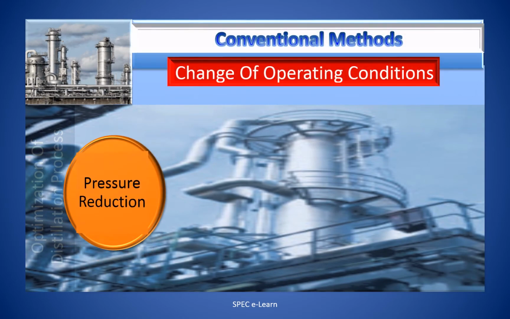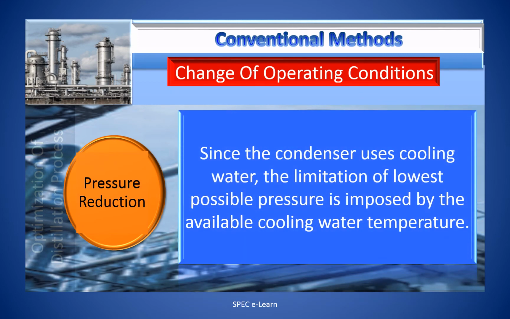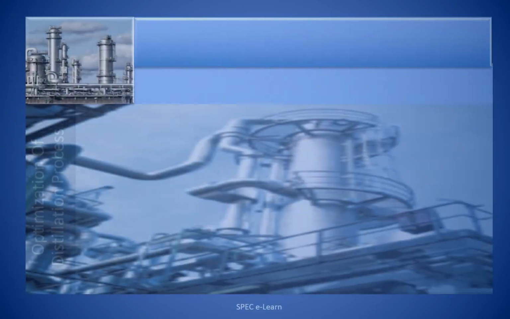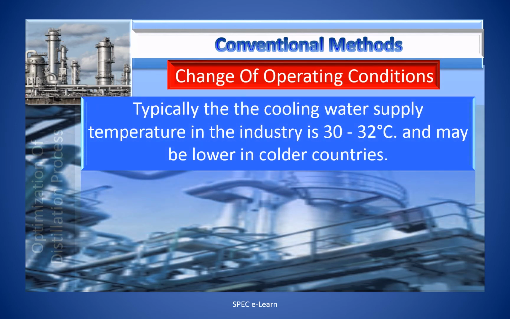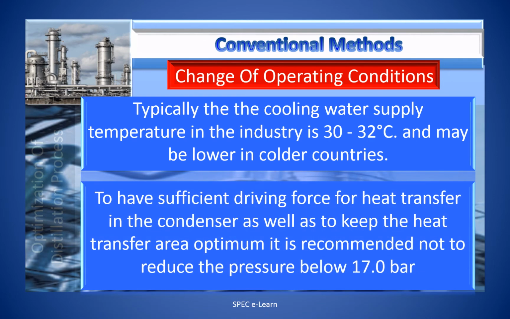Since the condenser uses cooling water, the limitation of lowest possible pressure is imposed by the available cooling water temperature. Typically, the cooling water supply temperature in the industry is 30 to 32 degrees centigrade and may be lower in the colder countries. To have sufficient driving force for heat transfer in the condenser as well as to keep the heat transfer area optimum, it is recommended not to reduce the pressure below 17 bar.